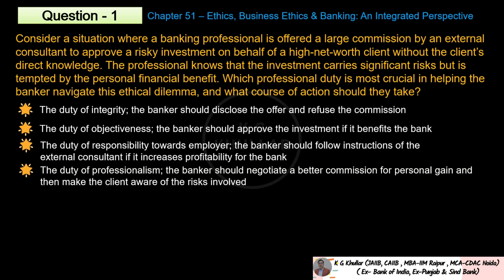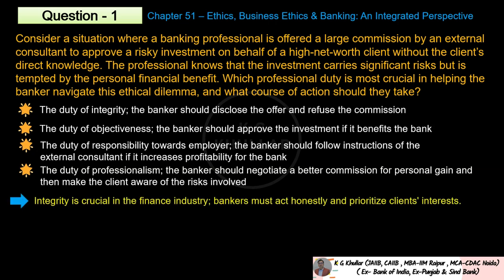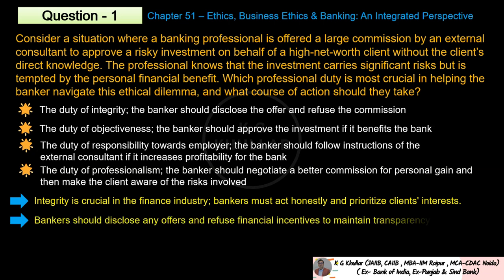Now friends, the correct option for the given question is option A. Please note, integrity is paramount in the financial industry. It requires the banker to act honestly and in the best interest of the client. Now in the given case, accepting personal gains in exchange for compromising the client's financial interest is unethical and could in fact damage both the bank's reputation and the client's trust. So the banker should disclose the offer and refuse any financial incentives to ensure decisions are made in a transparent and fair manner. So friends, I hope the explanation is clear to you.